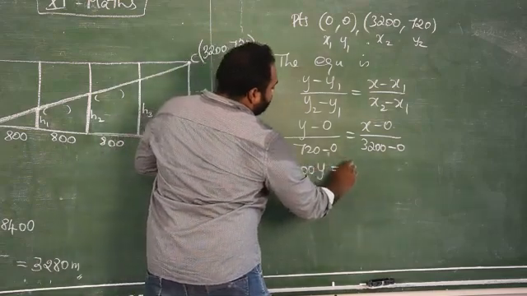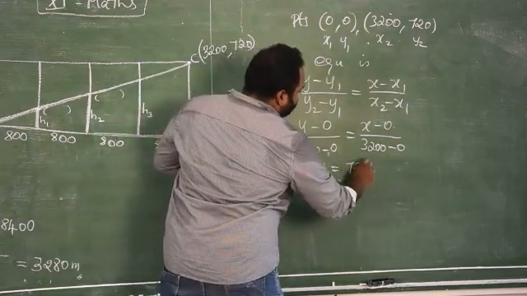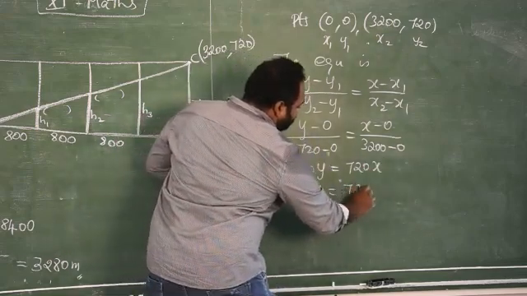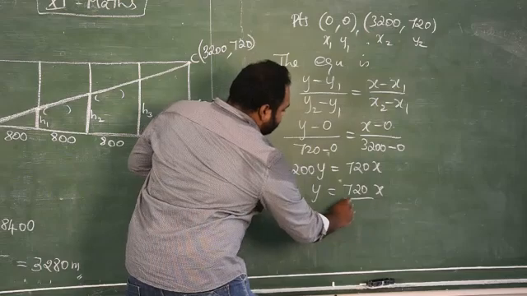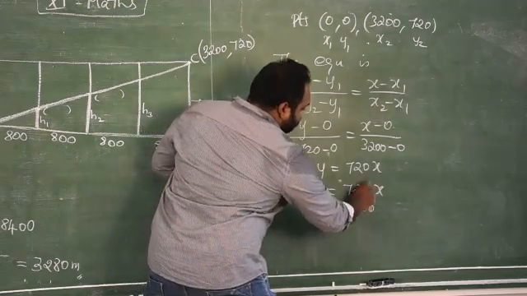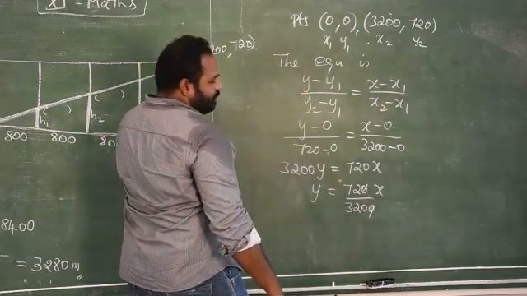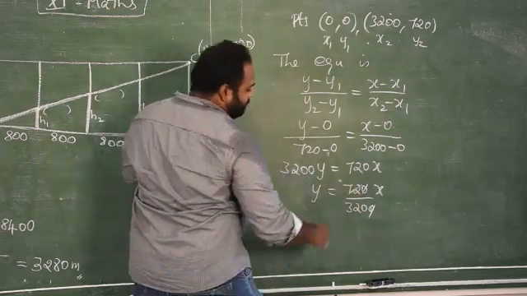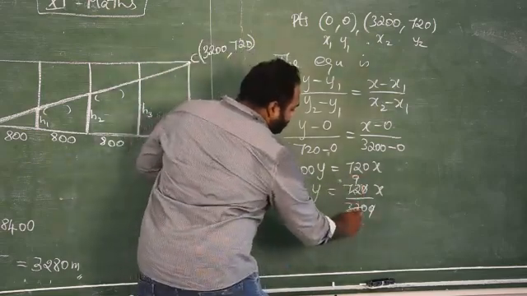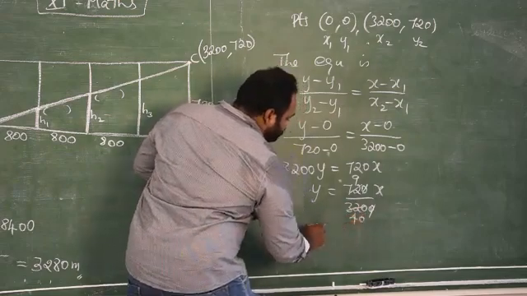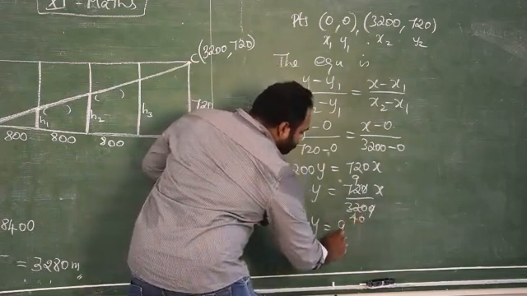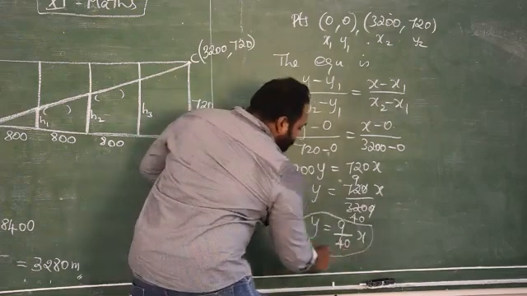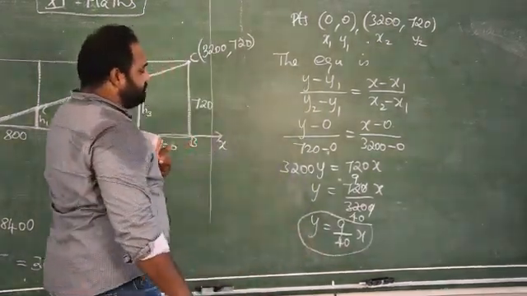3200 y equal to 720 x. So y is equal to 720 x divided by 3200. If I cancel the 0s, can we cancel it directly? The 8th table, 9 times here, 4 times 0. So y is equal to 9 by 40 x. This is the general equation of the given information.